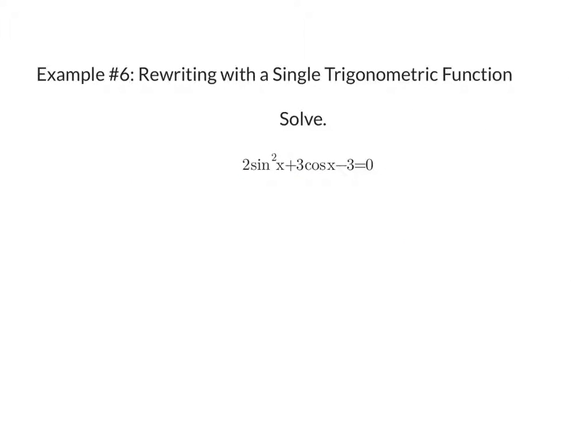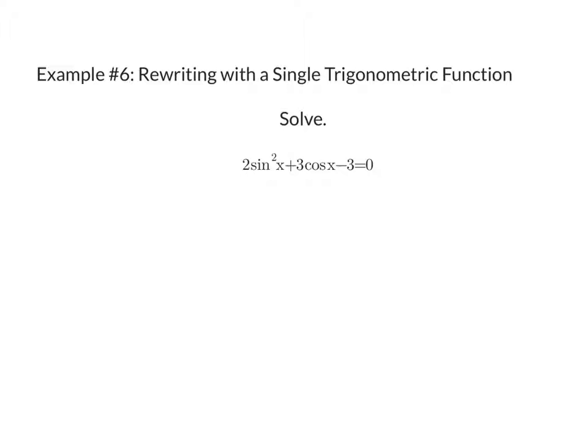All right, for 2 sine squared x plus 3 cosine x minus 3 equals 0, the issue here is that we have differing types of trig functions going on. And so it would be preferable if we get everything in terms of the same trig function. What I see is a sine squared, and I also see a cosine. Since sine and cosine are related with the Pythagorean identity, I would rather get everything in terms of cosine x, because I can't change that one.